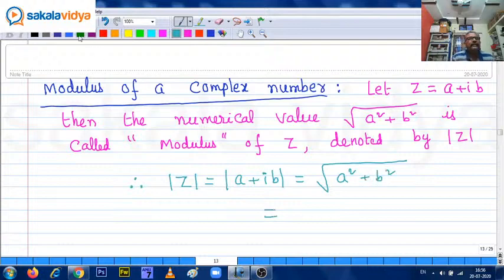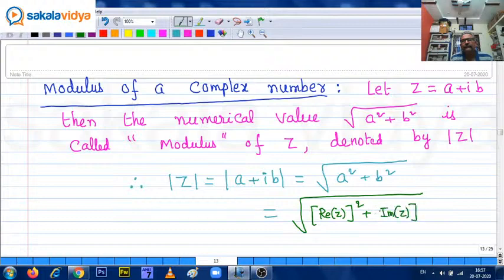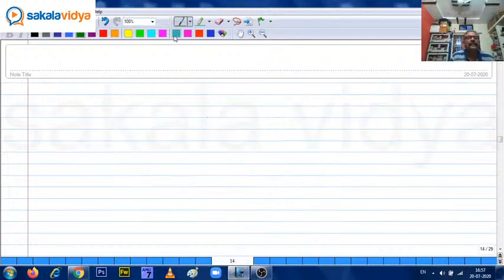So this can be remembered like this also: root of real part of z whole square plus imaginary part of z whole square. Am I correct? So mod z we can remember like this: under root of a square plus b square. This is real part of z square plus imaginary part of z square. This is called modulus of a complex number. So let us solve some examples now.